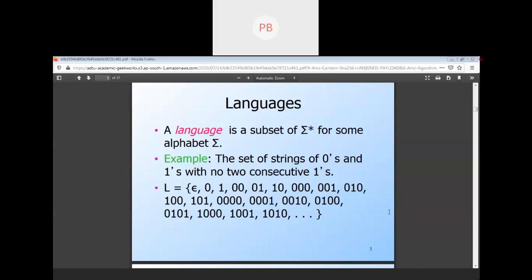Okay. The definition of set. A set can be described by listing the properties that its members must satisfy.